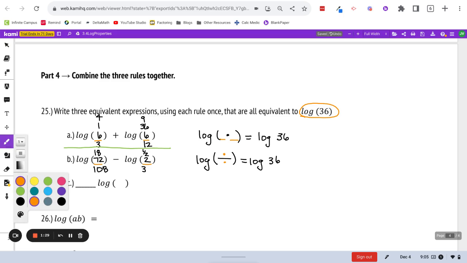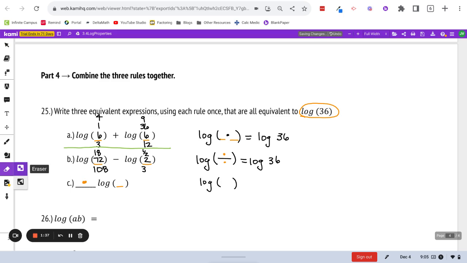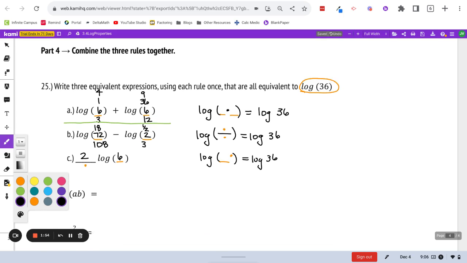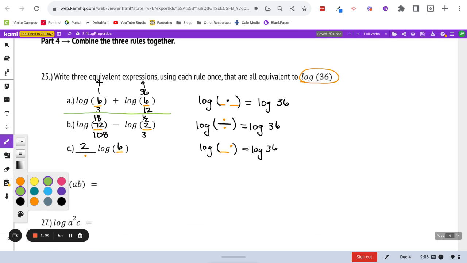And then for here, we're looking for log, we gotta get two numbers, right? Oops, let's not do that. So what base raised to a power will equal log of 36? And to me, the most logical one is 6 to the second power, because 6 squared is 36. Okay, you had a lot of choices for that one, but hopefully you did okay.